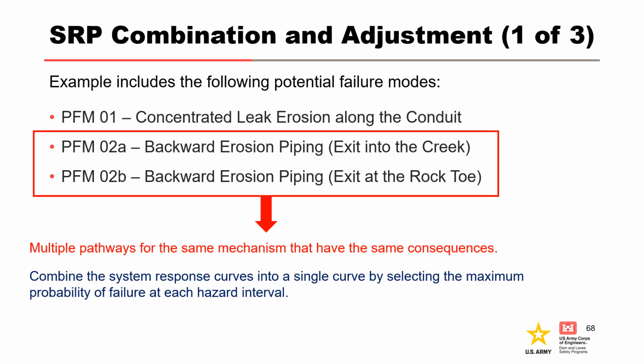Getting back to our example, we have 3 potential failure modes, and we will be using the competing risk model. PFM1 is concentrated leak erosion. PFM2A and PFM2B are both the same mechanism, backward erosion piping, and have the same consequences. So we will need to combine them into a single composite system response by taking the maximum at each hazard interval before adjusting the probabilities using the competing risk model.